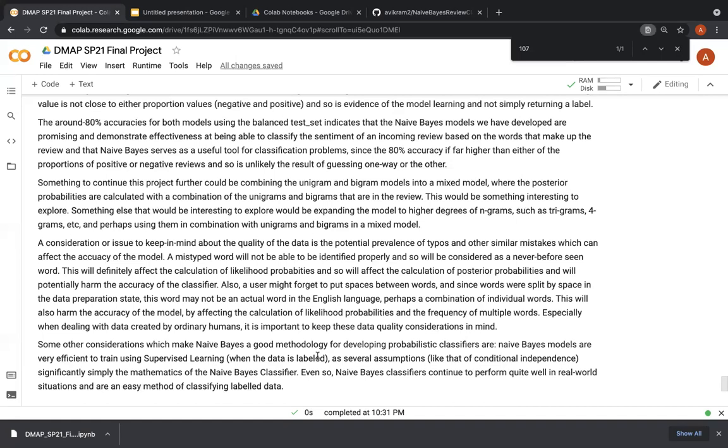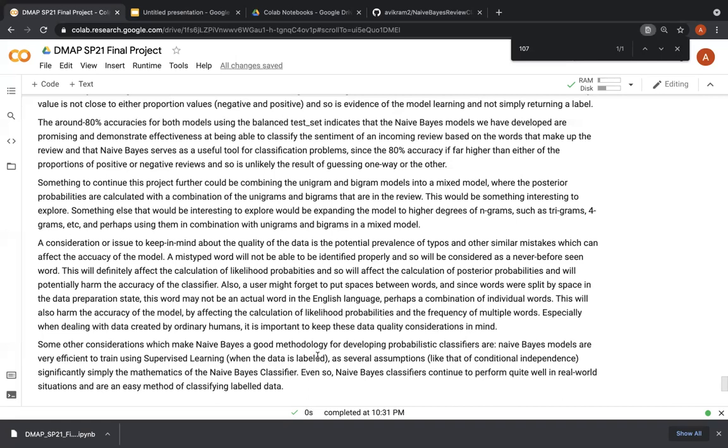So this is definitely going to harm the accuracy, similar to the typo, because it's going to affect the calculation of likelihood probabilities, and it's going to affect the frequency, right? The likelihood probability calculation depends on the frequency. It's going to affect the frequency of all of the words that are possibly part of that large word. Those frequencies will be impacted, and thus the likelihood probabilities will be impacted, and then the posterior probability and the accuracy of the model will be impacted.